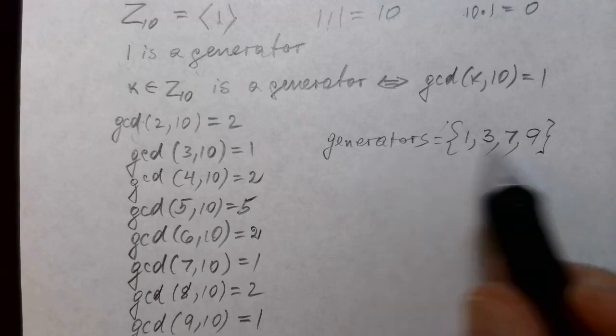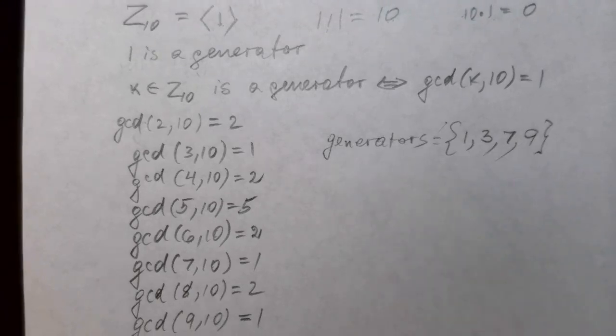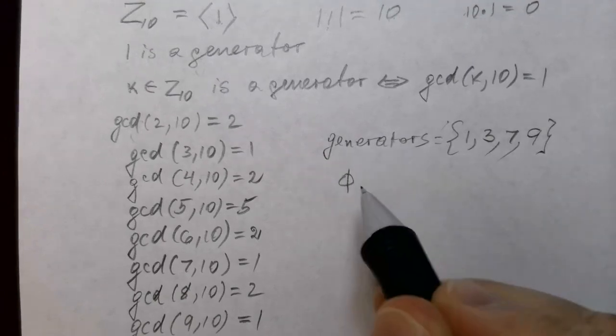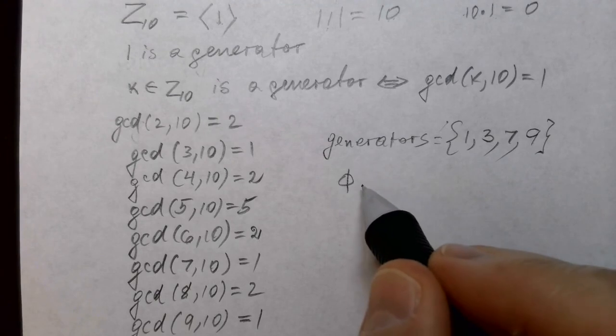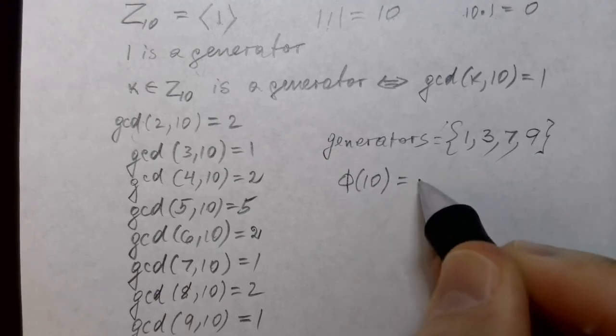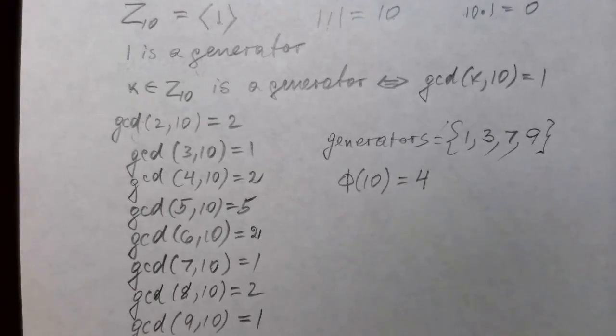This way, we found all generators. There are 4 generators. And phi, the Euler function, phi of 10 is 4, the number of generators.